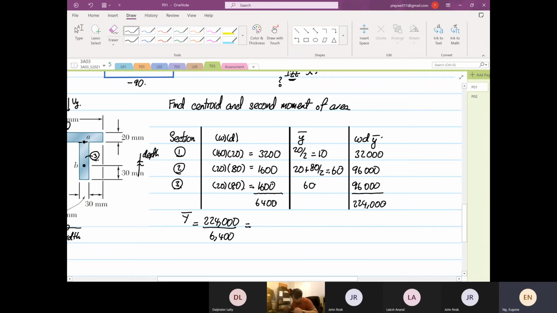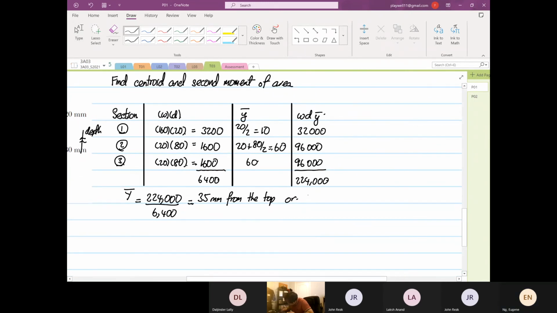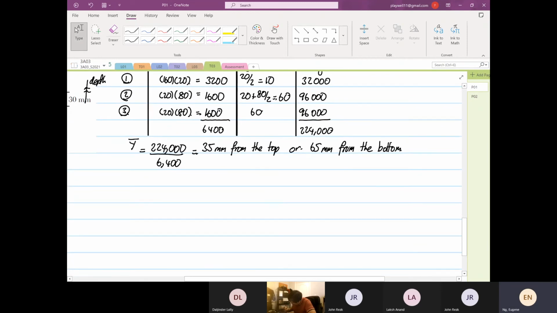is 35 millimeters from the top, or 100 minus 35, 65 millimeters from the bottom. Okay, then we are going to find our I1.